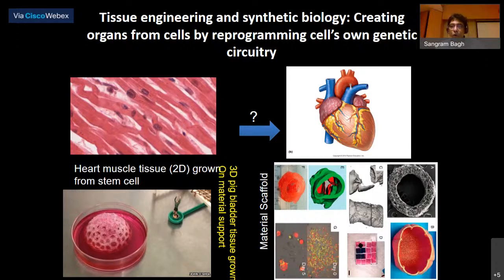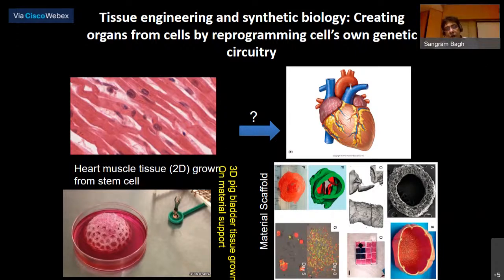Now, all of our life has started from a single cell, right? And when we are growing in the mother's womb, we find that all of our organs grow without any material scaffold. So something is already written in our genome, which has the information on how to make this complex heart or kidney, this complex functional design.